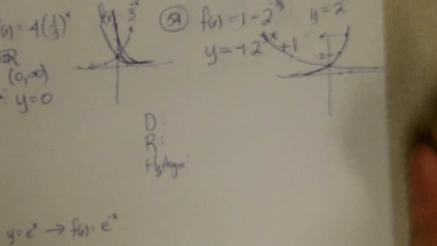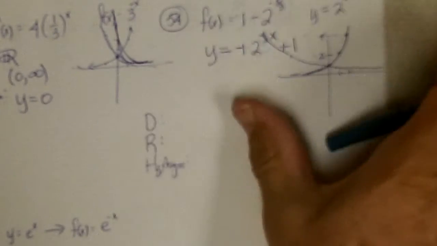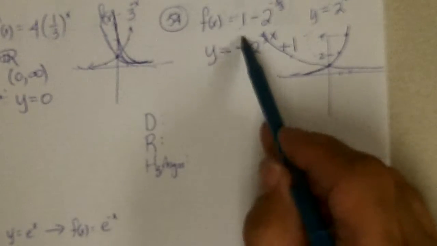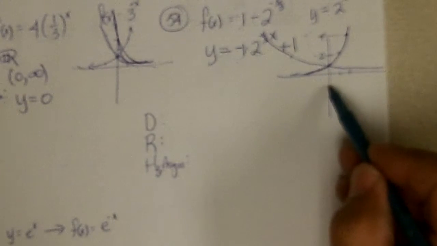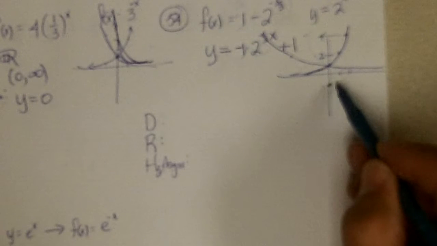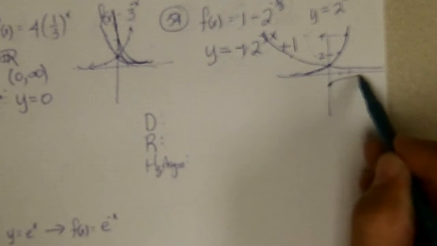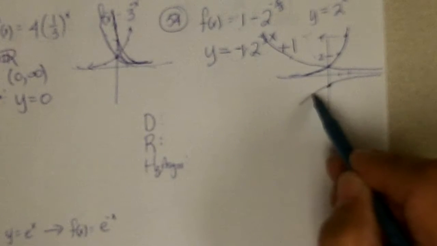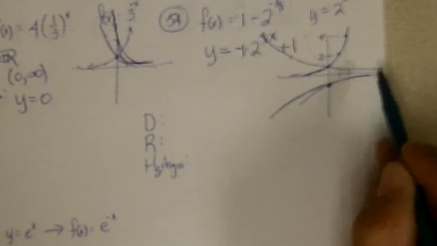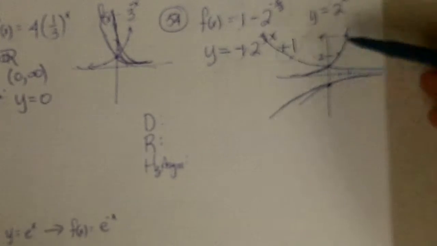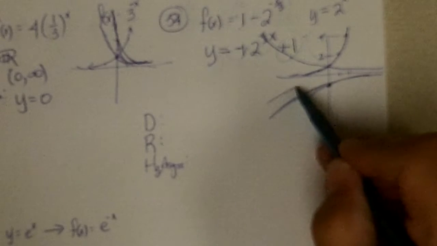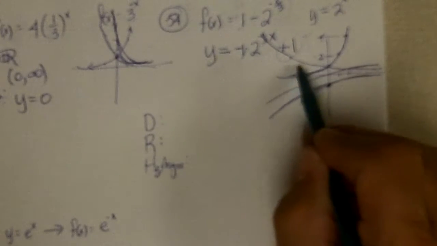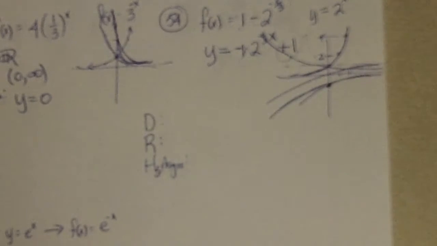stretched out, flipped over, and 3 times as wide, and then the negative flips it over. So it would go down here and flip it over, stretched way out, and then plus 1 moves it up 1, so it goes through here, and now it has a horizontal asymptote of plus 1.